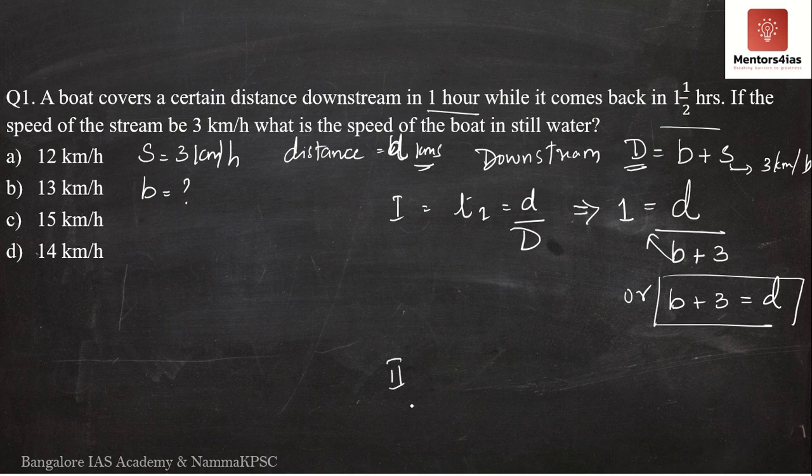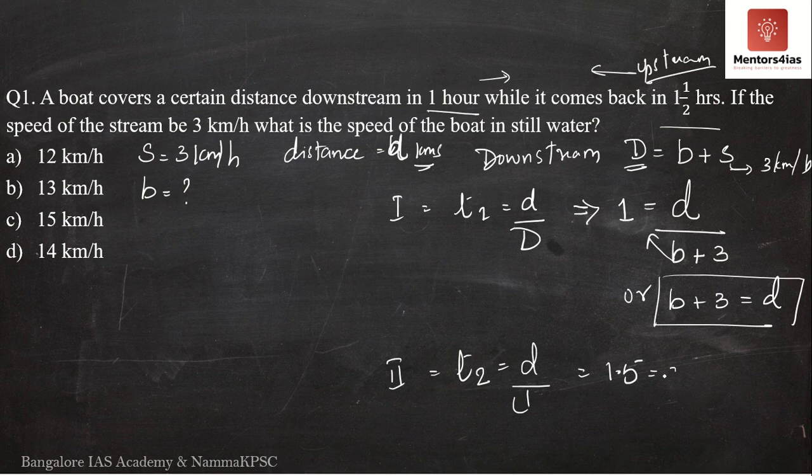Similarly, for the second case, let me take the time to be t2. So in 1.5 hours it is able to come back. Now this is in the reverse direction, this is upstream, therefore time t2 is the time taken to travel the distance d upstream. So we have upstream speed, meaning t2 is 1.5, which is equal to d divided by u, the upstream speed, nothing but the difference between the speed of the boat and the speed of the stream. Therefore 1.5 is equal to d divided by b minus s, or 1.5b minus 1.5s, where s is 3. 3 into 1.5, 15 3s are 45. I have 4.5 is equal to d.